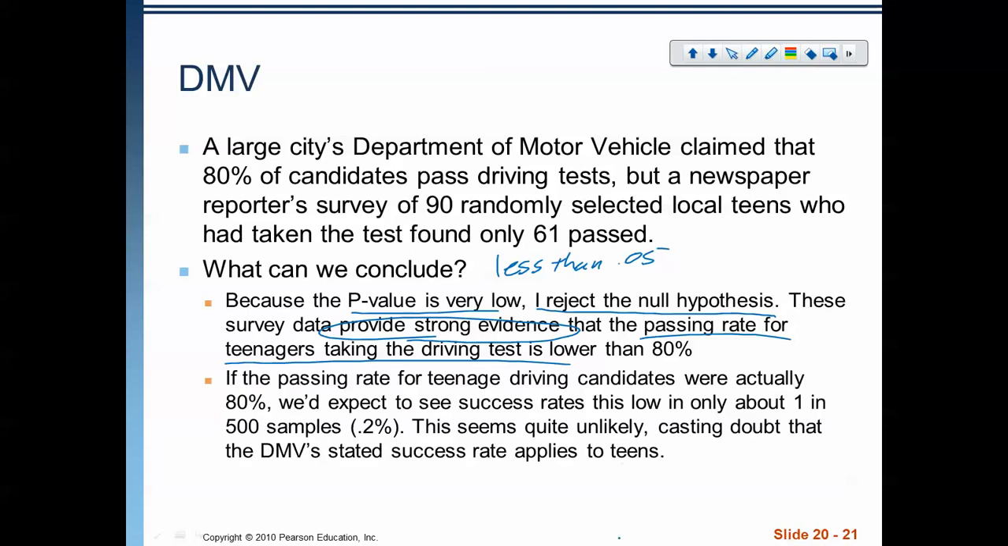The second part is a good explanation. That doesn't have to be a part of every conclusion, at least written like this. But this is really what it means. If the passing rate for teenage driving candidates were actually 80%, we'd expect to see success rates this low in only about 1 in 500 samples, or about 0.2% of our samples. This seems quite unlikely, casting doubt that the DMV's stated success rate applies to teens.